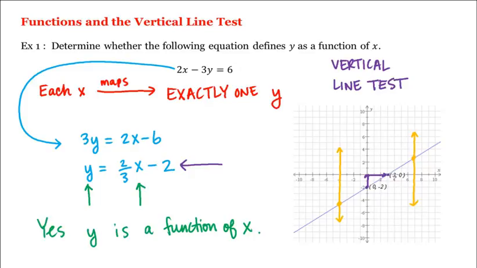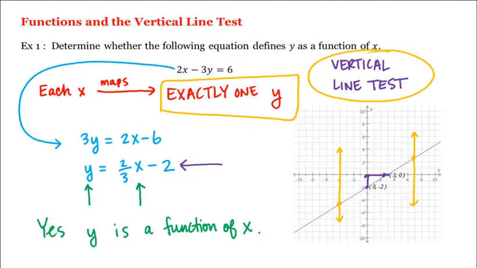And the reason this works is because what is the equation of a vertical line? It is x equal to something. And so if it hits that graph in only one point, that means for that x value, there's only one output y.